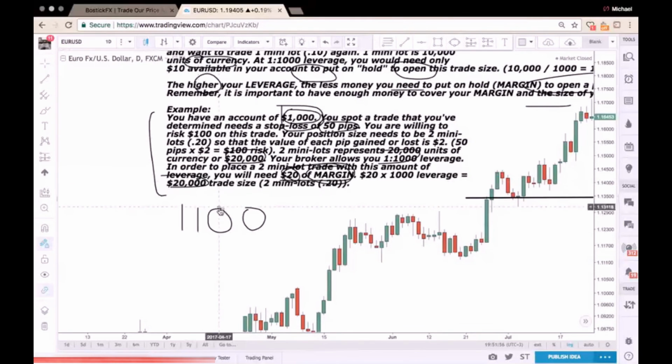It would not be $1,100 unless it was a 1-to-1 trade. So if you were risking $100 to make $100, then yeah, if you won the trade, your account balance would be $1,100 at the end of that trade. If you lost the trade, your account balance would be $900 at the end of that trade. That $20 of margin does not come out of your account permanently. It's only a hold.